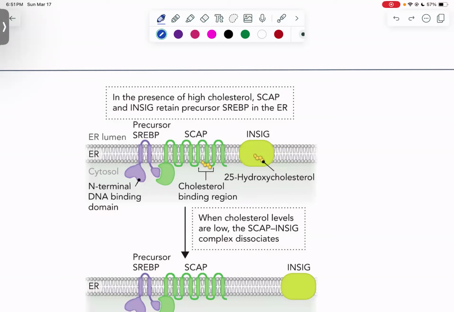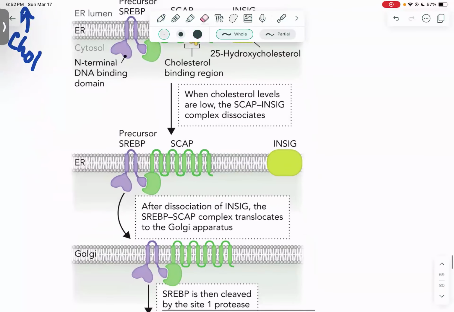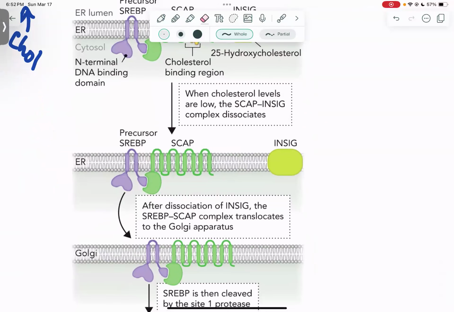And so this is what our cell looks like if we have lots of cholesterol, high cholesterol. If we have high cholesterol, we have these proteins called SCAP and INSIG that basically keep things shut down. So if you have enough cholesterol, both of these things are bound to cholesterol, and they basically trap our transcription factor in the ER membrane.